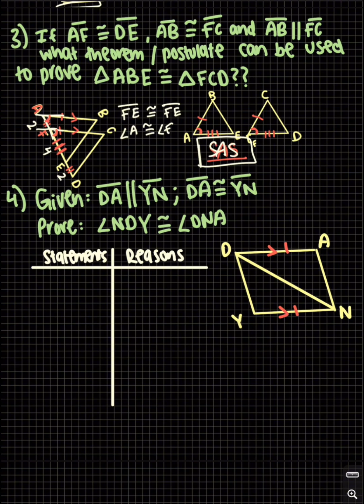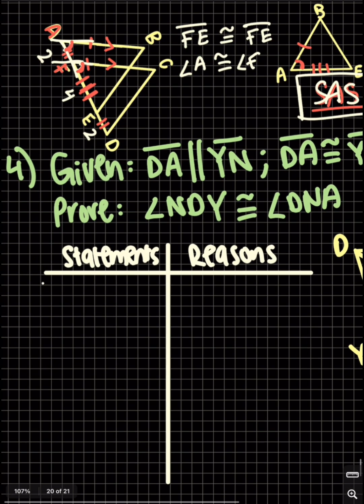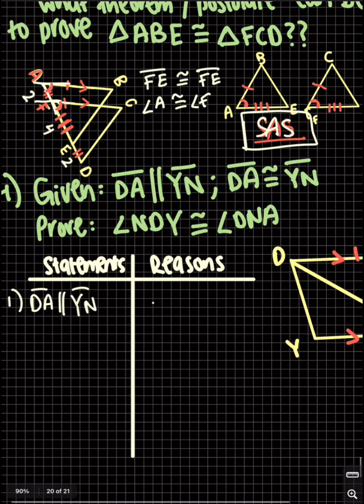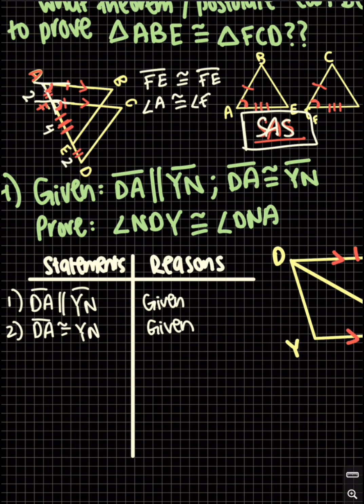First things first, what I'm always going to do is write my given. So the statement DA is congruent to YN. That's given. And then DA is parallel to YN. And that's also given. Now it's asking us to prove that angle NDY is congruent to angle DNA.